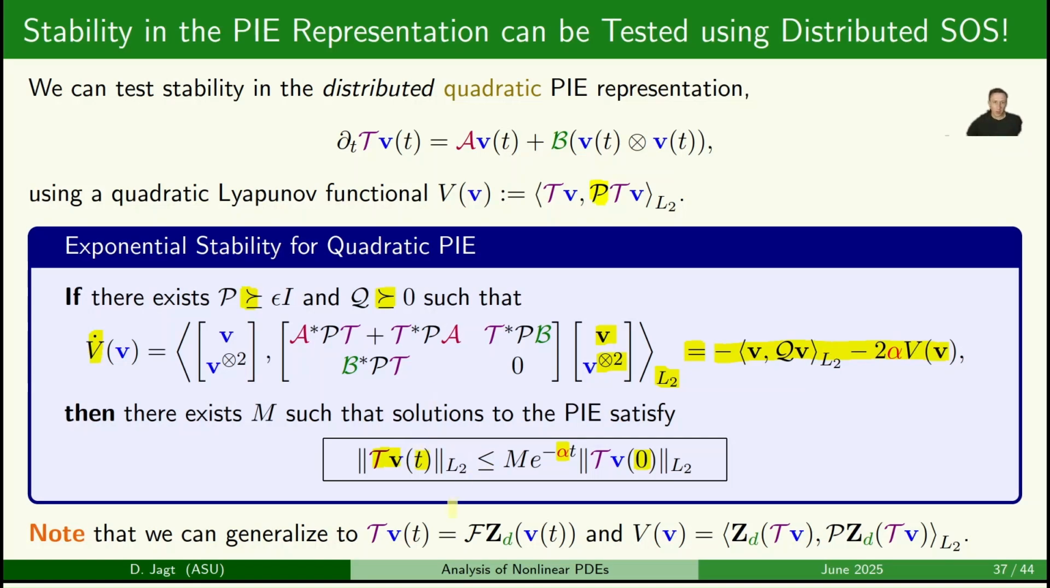Moreover, note that we can also generalize to higher degree monomials. So for example, if we have a vector field involving higher degree monomial basis, we can also use a functional using higher degree monomials as well, although so far our implementation has been limited to only quadratic Lyapunov functionals and quadratic vector fields.